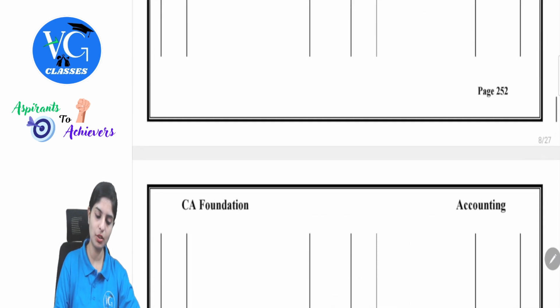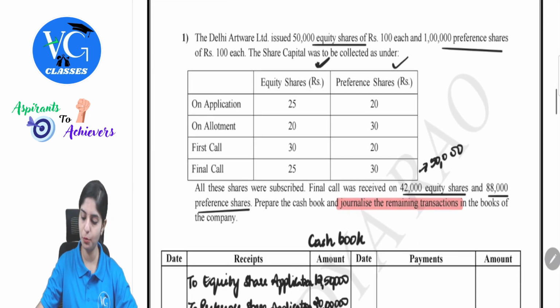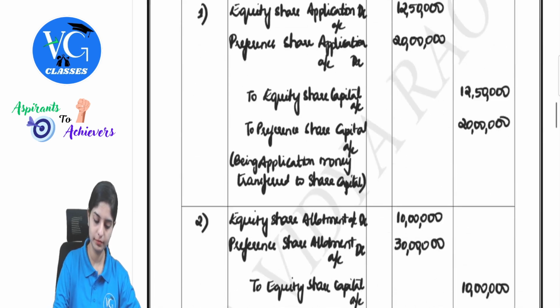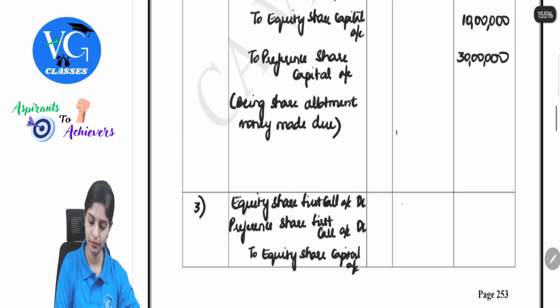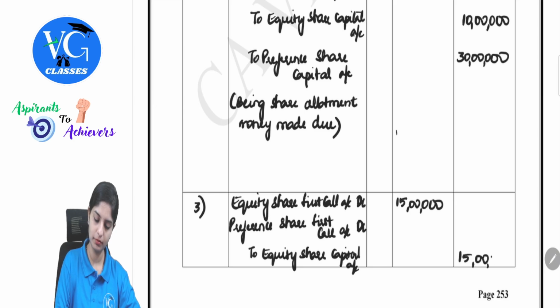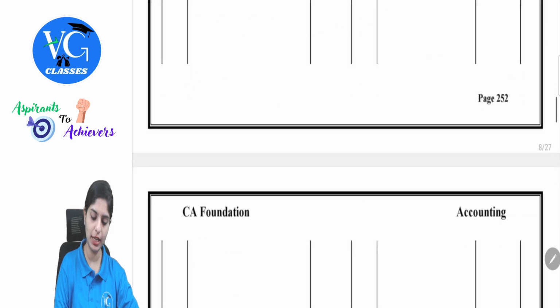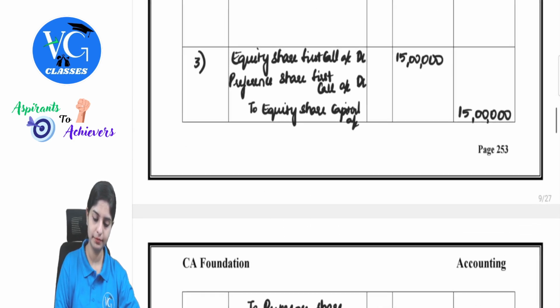So what is the first call money due for equity? 30 rupees, 50,000 into 30, 15 lakh. For preference, it is 20 rupees. So 1 lakh into 20.